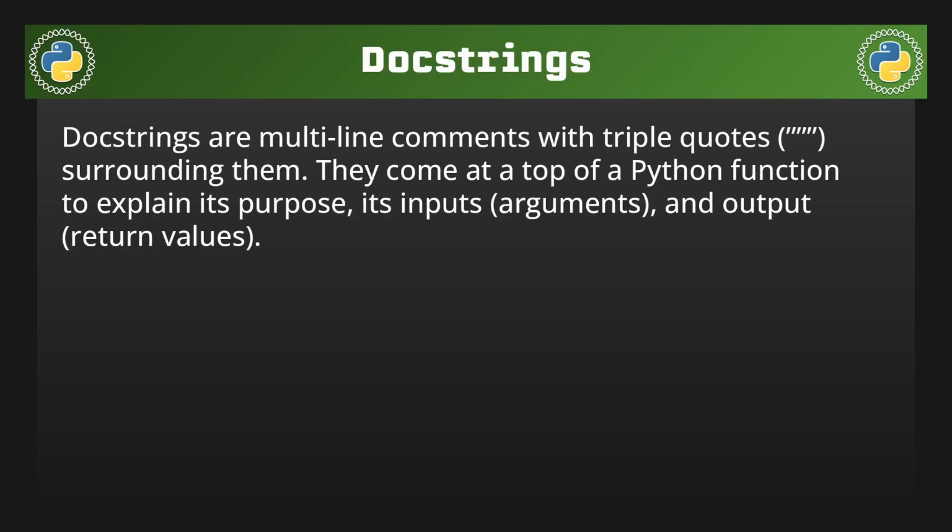So firstly, let's get started with automatically generating documentation for the code that we write. One common way professionals do this is by using docstrings, which are multi-line comments with triple quotes surrounding them. They come at the top of a Python function, and they outline the function's purpose, the reason why it exists, its inputs, what it takes in, and its output, or what the function returns.